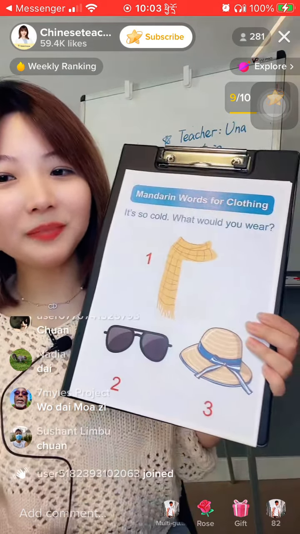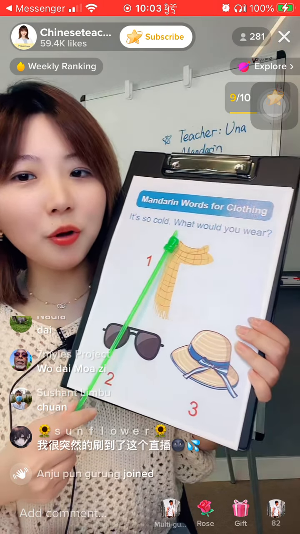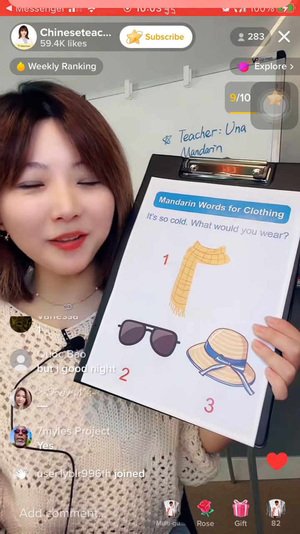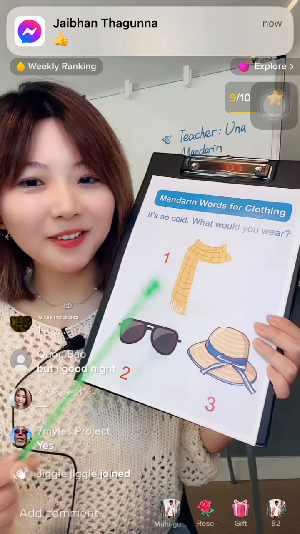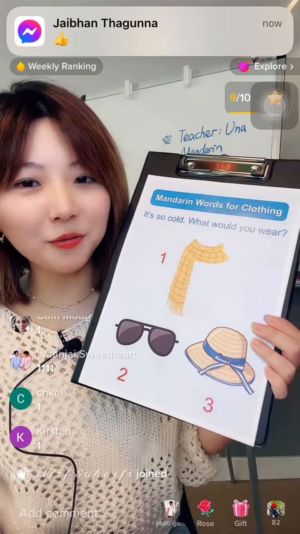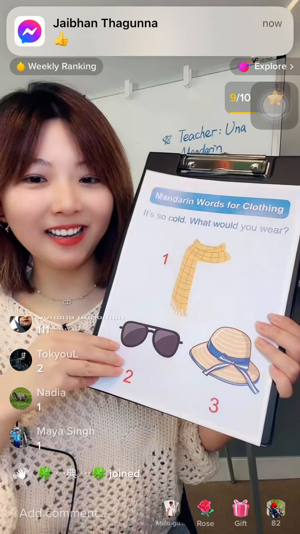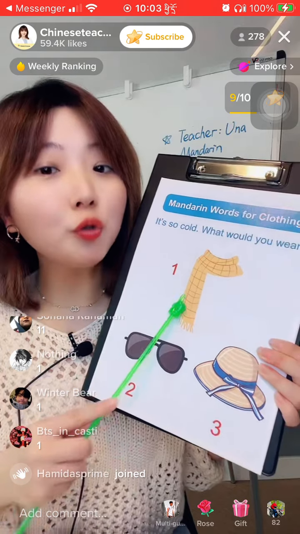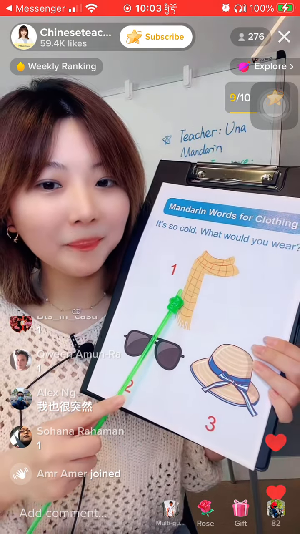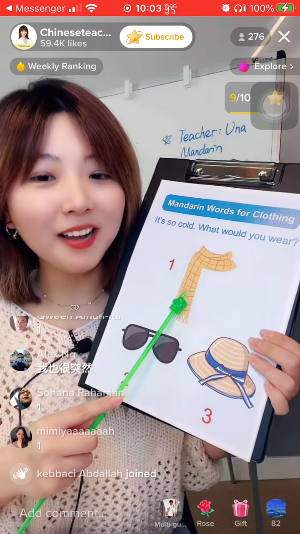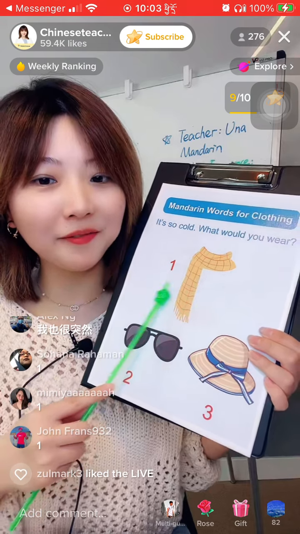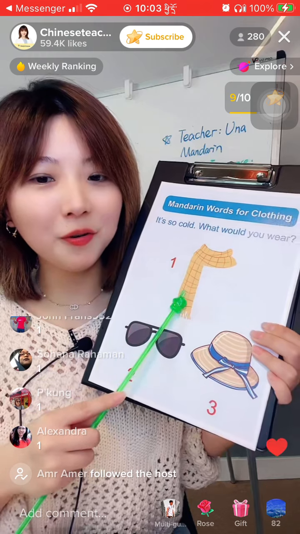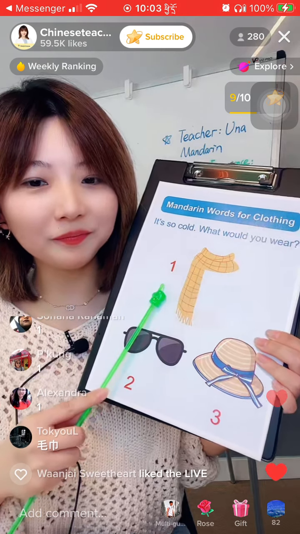Okay, so now, something new here. It's so cold, what would you wear? One, two, three, easy question. Go in the comments. When it's cold, what do you wear? Aha! So, my question is, that's a challenge. Do you know this in Mandarin? We know this is a scarf, right? Who knows the Mandarin for scarf? Let me know in the comments. What is the Mandarin for scarf?